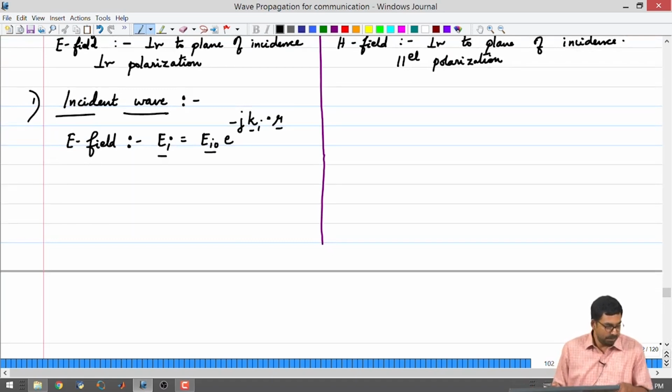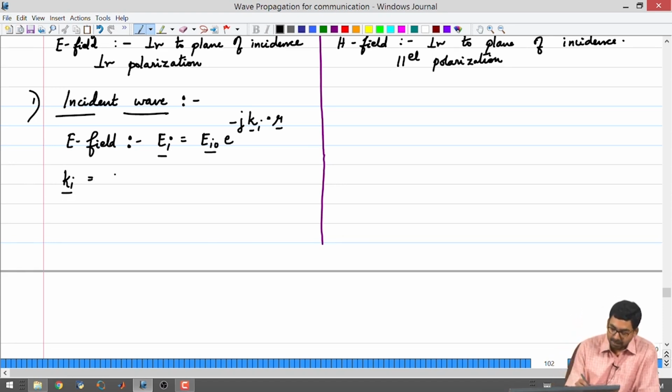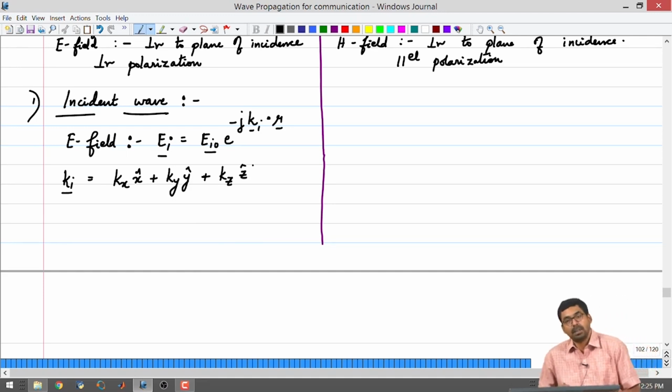Okay. So, from one of the previous lectures, we will remember that k I in an arbitrary direction will have components in x, y and z axis.